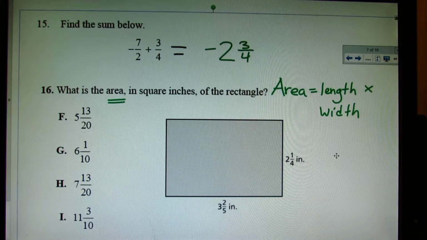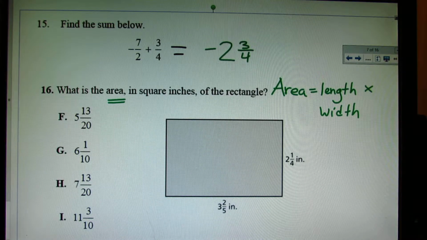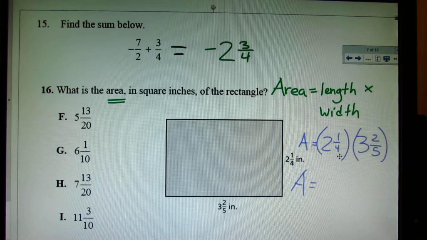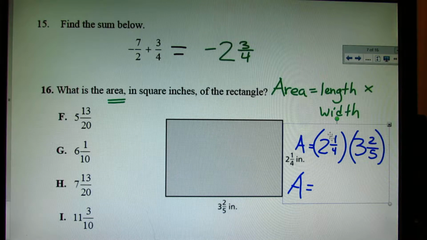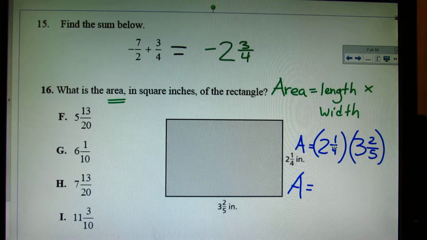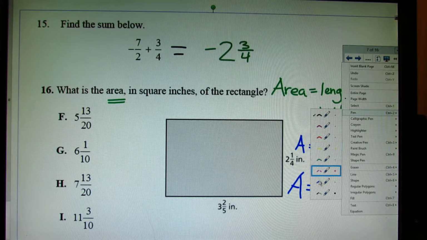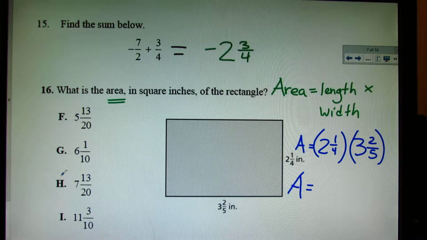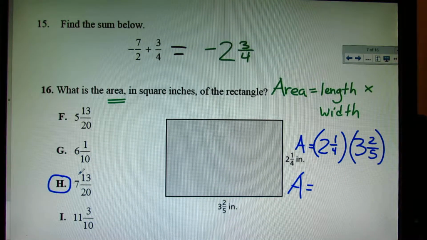Hope you remembered that formula. So now I'm just going to take the 2 numbers and I'm going to multiply them. Area is length times width. And again, because multiplication is commutative, it doesn't really matter which order I multiply them in. I could multiply 3 and 2/5 times 2 and 1/4 also. But they will get me the same answer. Your final answer should be 7 and 13/20, which is choice H. Again, double check. Final answer for 16, choice H.